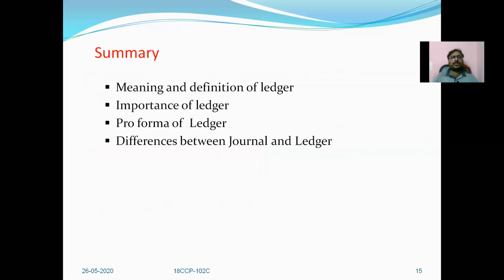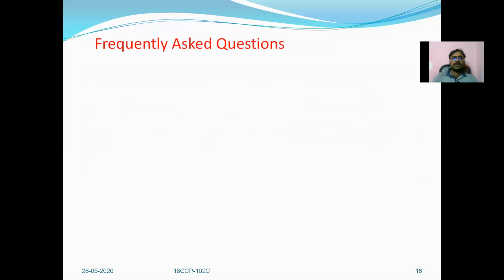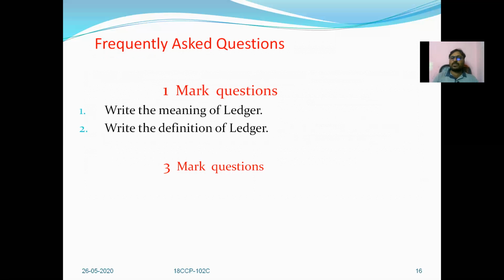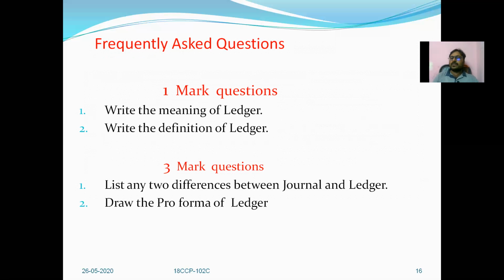Summary of this presentation: meaning and definition of the ledger, importance of ledger, proforma of the ledger, difference between journal and ledger. Frequently asked questions: What is the meaning of ledger? Definition of the ledger, a 3 marks question. List any 2 or 3 differences between journal and ledgers. Draw the complete form of the ledger. Importance of a ledger. Thank you.